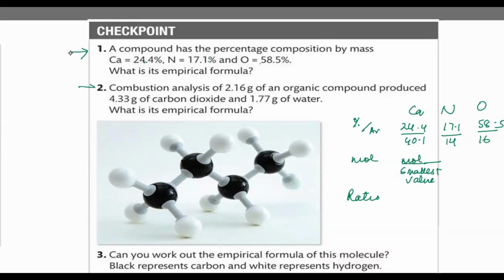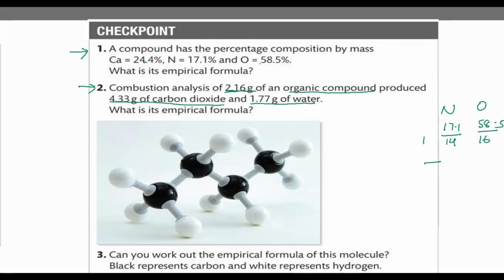Now coming to question number 2. I'm just reading it out and I want you to solve it right now. The combustion analysis of 2.16 grams of organic compound produced 4.3 grams of carbon dioxide and 1.77 grams of water. It is exactly the same method which we have just solved. I want you to find out the empirical formula for this compound.